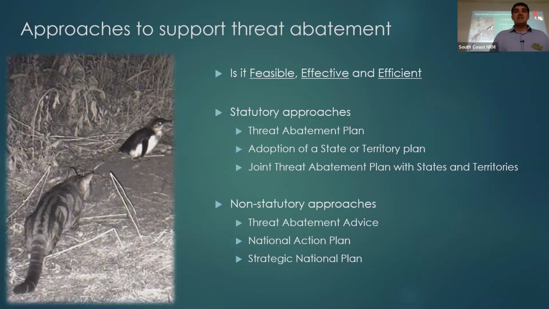Once a key threatening process is listed under the Act, the Minister has 90 days to make a decision on whether to have a threat abatement plan, and central to this decision is whether it's feasible, effective and efficient to do so. The department supports the Threatened Species Scientific Committee to provide advice on an approach to abating the threat, and the Minister then considers that advice from the committee and makes a decision on the planning approach. If the Minister doesn't consider it to be feasible, effective or efficient to have a plan, then the alternate non-statutory options become available, like threat abatement advices, national action plans and strategic national plans.